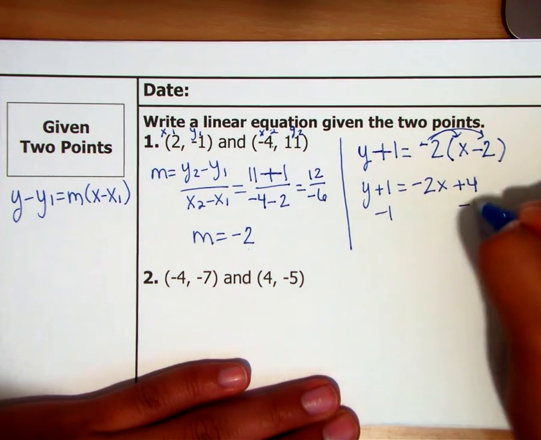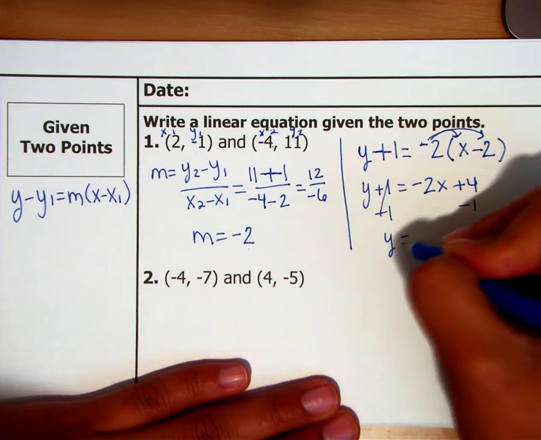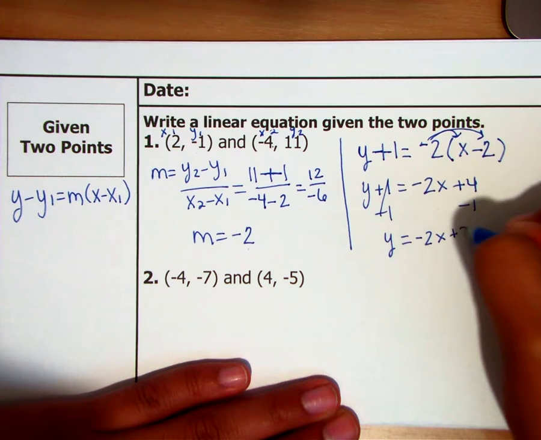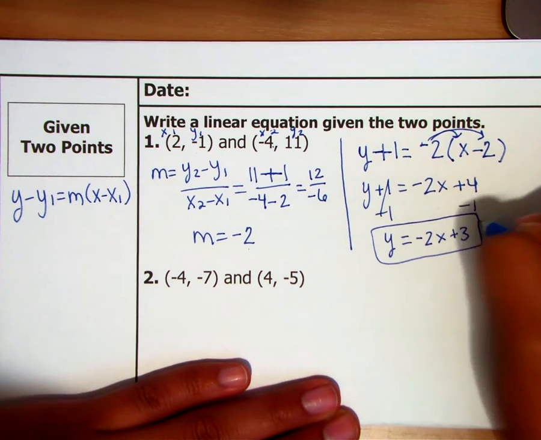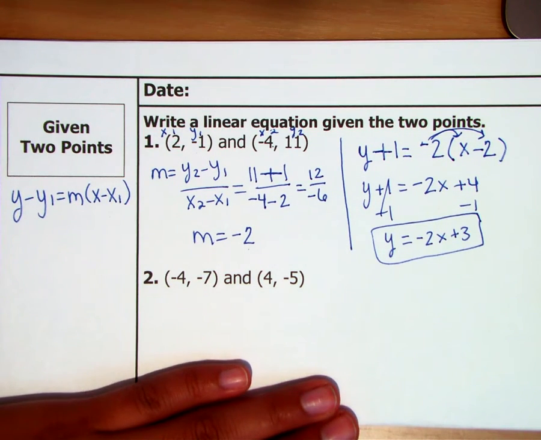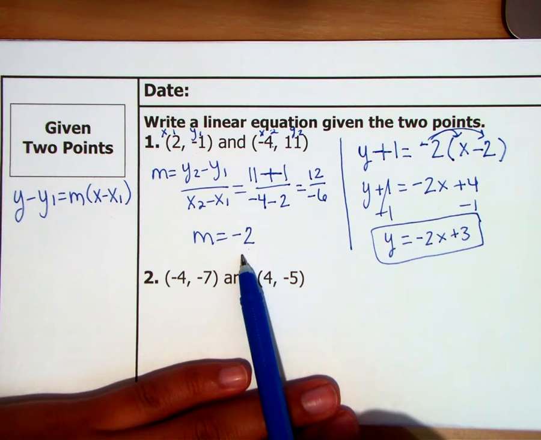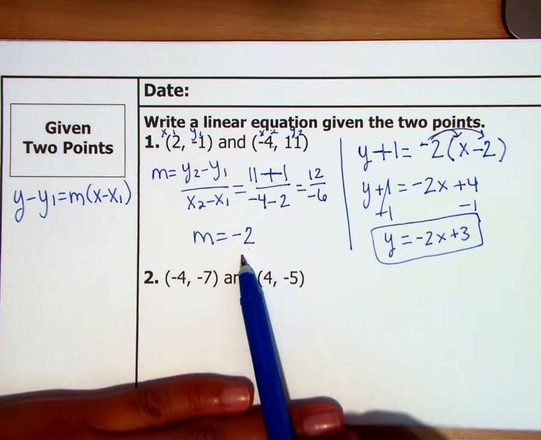Let me subtract 1 from both sides. Y equals negative 2x, 4 minus 1 is positive 3. So that's the formula of the line that passes through these points, and it has the slope of negative 2. Okay, so that one has 2 steps.